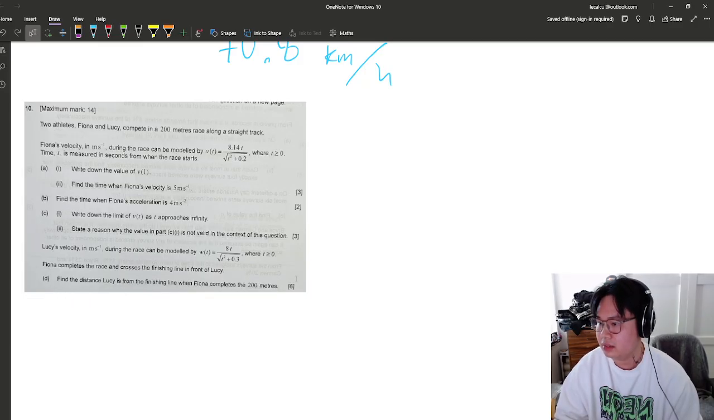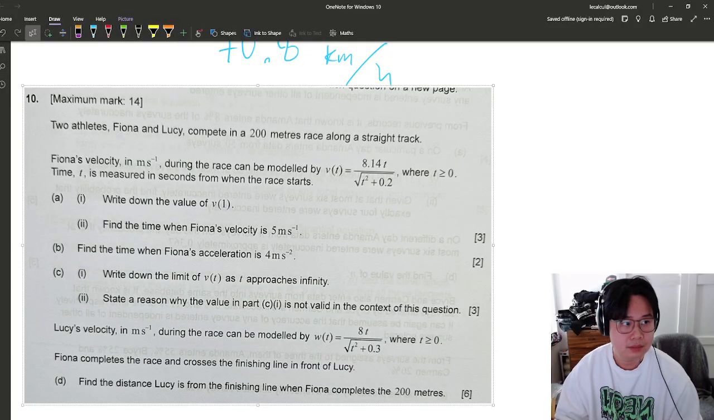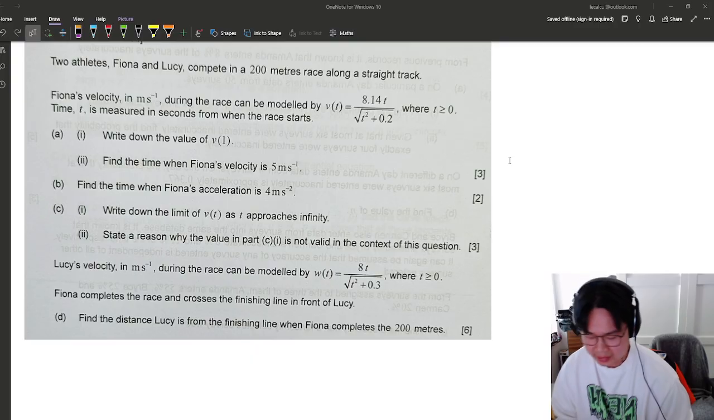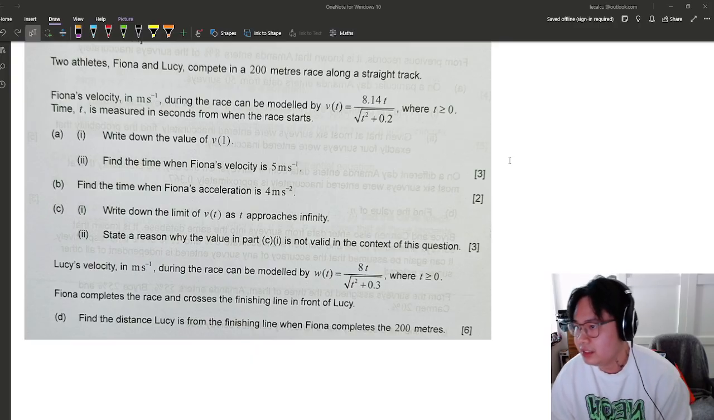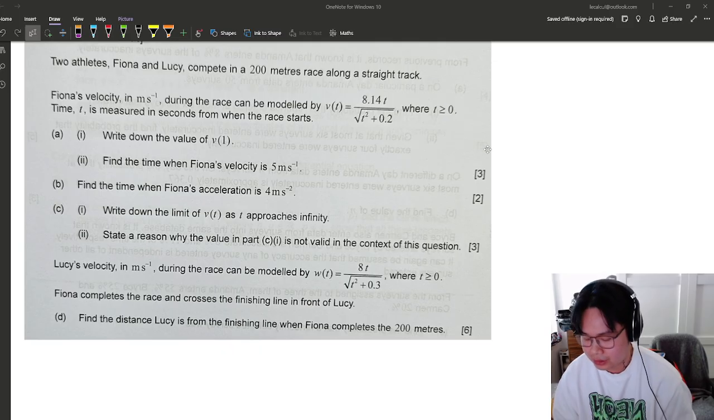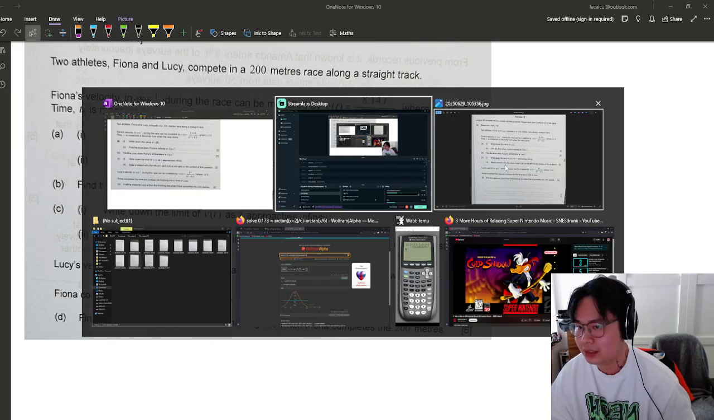Question 10. Okay, this is probably SL. Fiona, Lucy, blah blah blah. This is the thing. Find the value of V1. Okay, so you just plug in 1. Easy peasy. Find the time when the velocity is 5 meters per second. Okay, so I'm gonna use decimals.